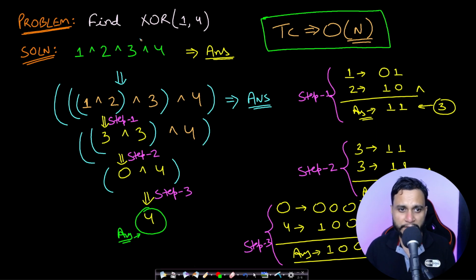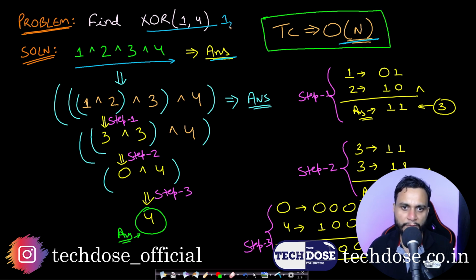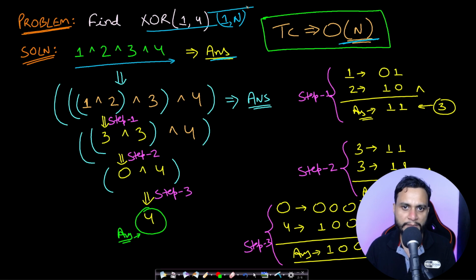Now let's say that in this problem we are required to find XOR in the range of 1 to 4. Now how to find it? One very simple approach is to use a loop and then do XOR from 1 to 4 and get the result. Now the time complexity for this will be order of n, because if we are required to find XOR in the range of 1 to n, we can simply apply a loop and store the result of XOR from 1 to n.